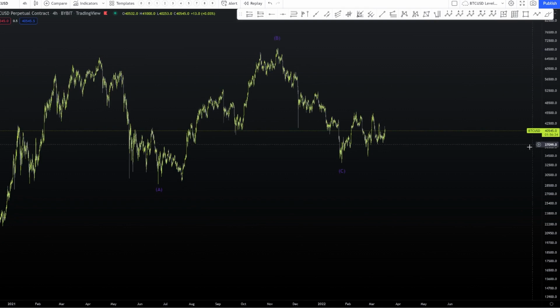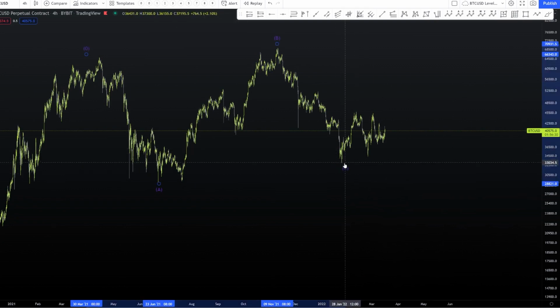So if you are going with the flat count, my best way of counting it, in my personal opinion, is putting the wave C right here. And that is a possibility. So that's really all I want to go over as far as the flat count goes.